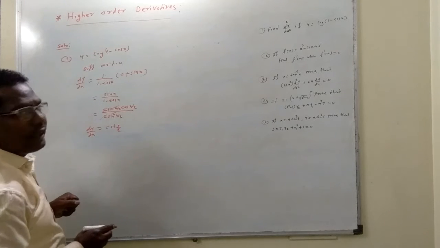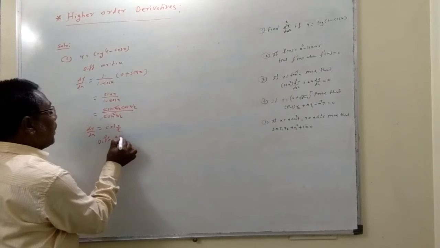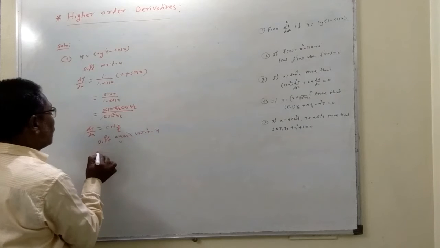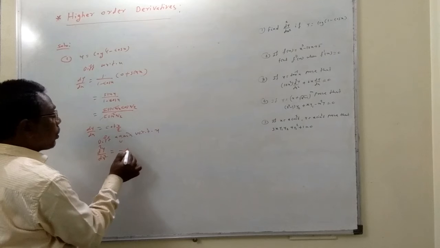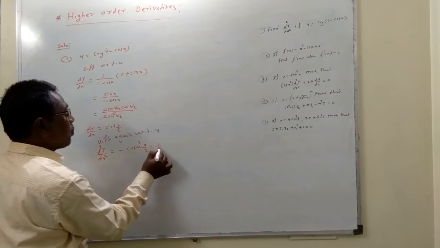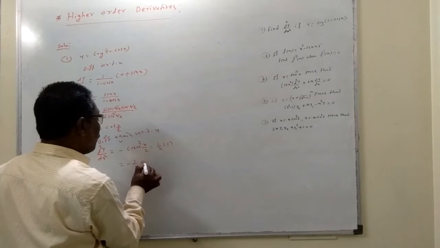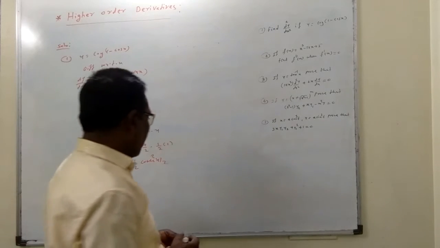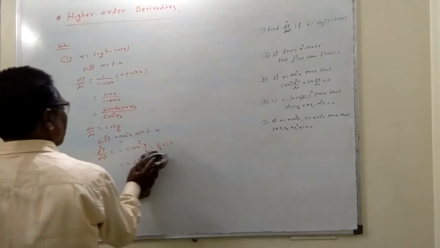Now you want to find the second derivative, so you want to differentiate this again with respect to x. So d2y by dx square is equal to minus derivative of what? Minus cosec square x by 2 into derivative of x by 2. The constant 1 upon 2 we will take outside and derivative of x is 1. So minus 1 upon 2 cosec square x by 2. So like this we'll find the second derivatives of the given function.